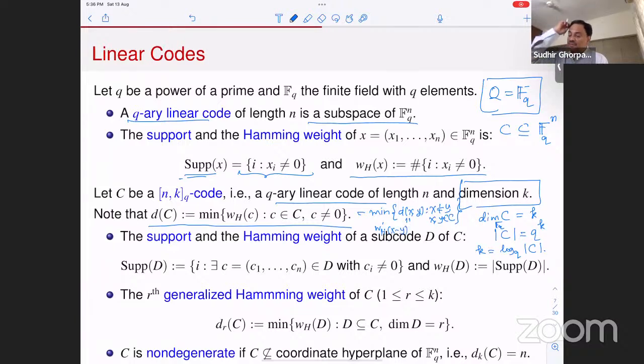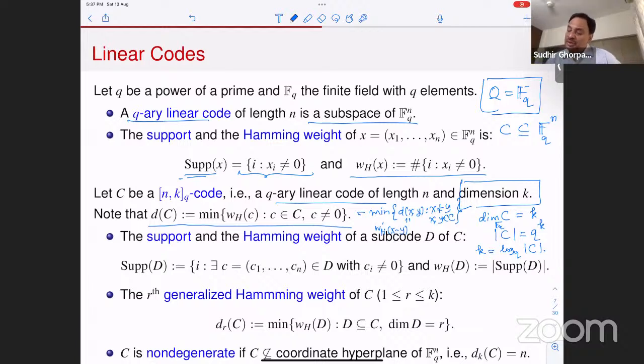And therefore, because x and y are in C and C is a subspace, x minus y will also be in C. And to say x not equal to y just means x minus y is not equal to 0. So really, the minimum distance becomes the minimum of the Hamming weights of non-zero code words, non-zero elements of C. That's another way to think about it.